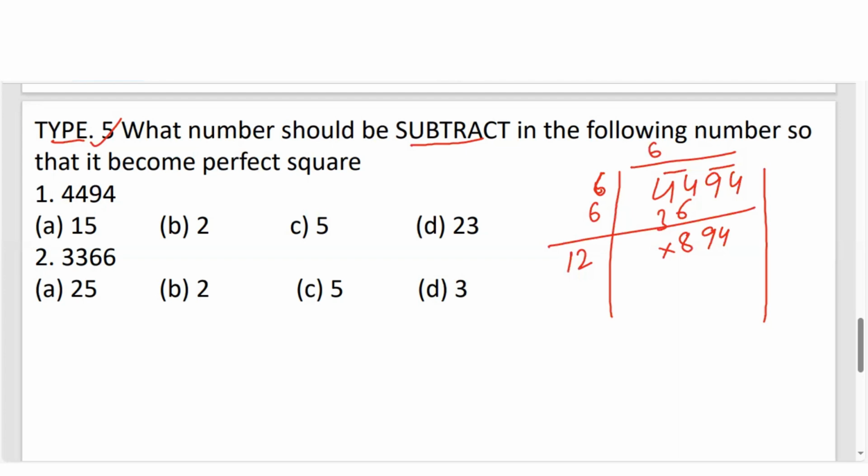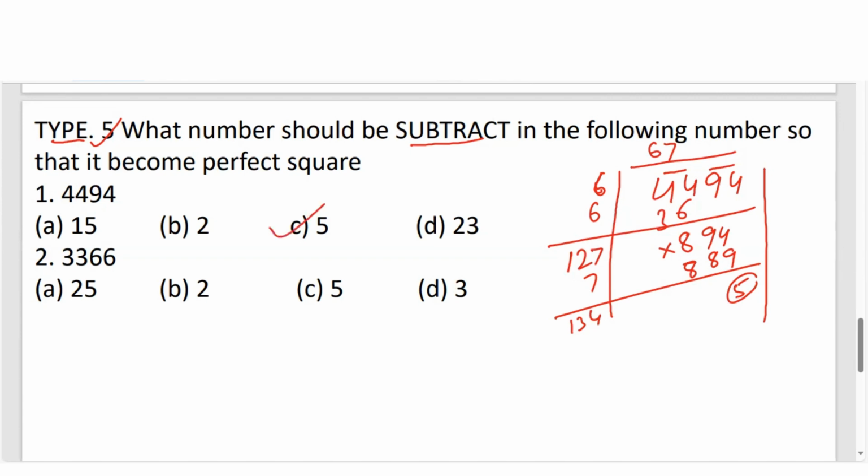Yes, it is slightly less. So go for 7. This is 7 7s are 49, carry 4. 7 2s are 14 and 4 is 18, carry 1. This is 8. So we can add this. 14 minus 9 is 5. And 8 minus 8 is 0. So the remainder is 5. That means when we subtract 5 from the given number, we will get a square of 67.